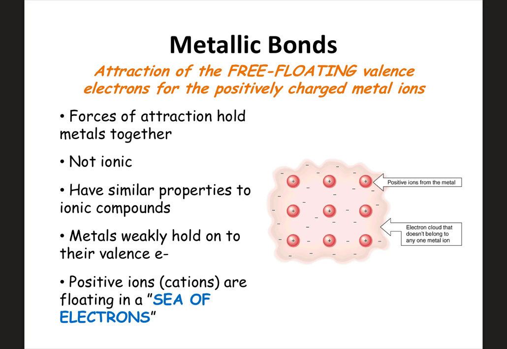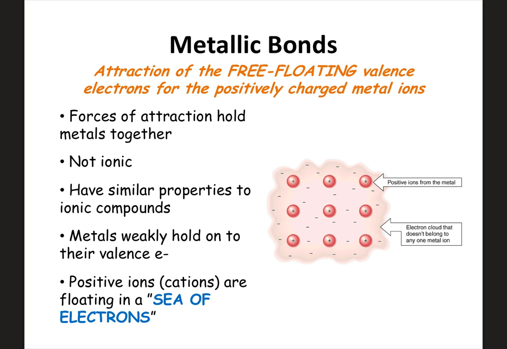So what happens here is metals don't want their valence electrons. They actually want to get rid of them. So what happens in a metallic bond is that we say there are these free-floating valence electrons. Each metal atom dumps its valence electrons and they're shared between all the different atoms.